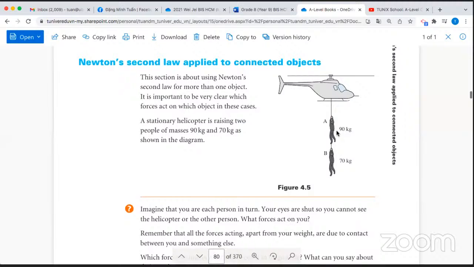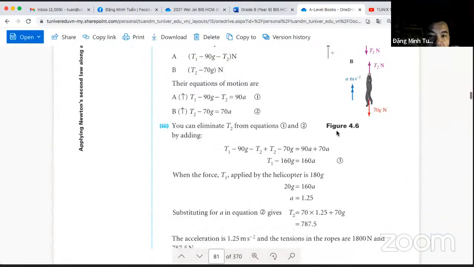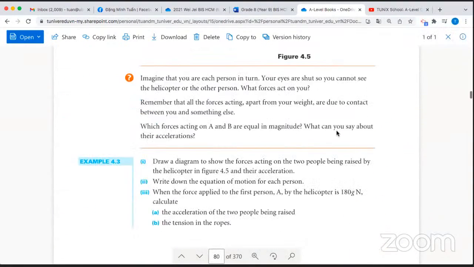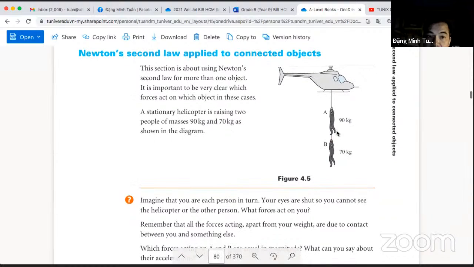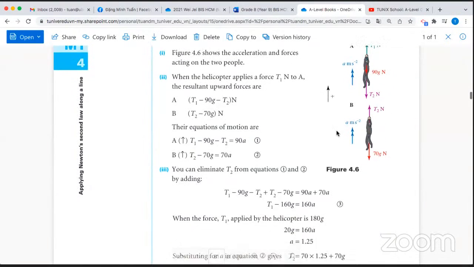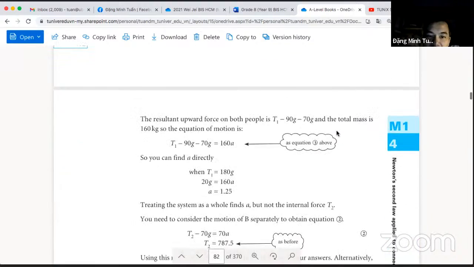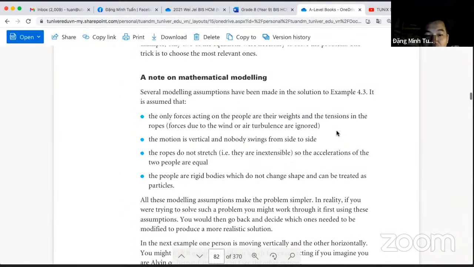There's also a really good example for the elevator. The diagram here shows you the stationary helicopter is raising two people. So that's why you need to find out the tension. Keep in mind that the helicopter is still moving, so you can't calculate this way. If you want to be a pilot in the future, you know how to exert the force to maintain the velocity. Otherwise, you crash.